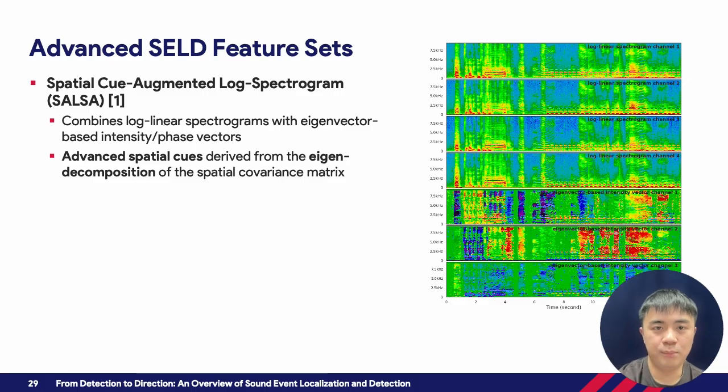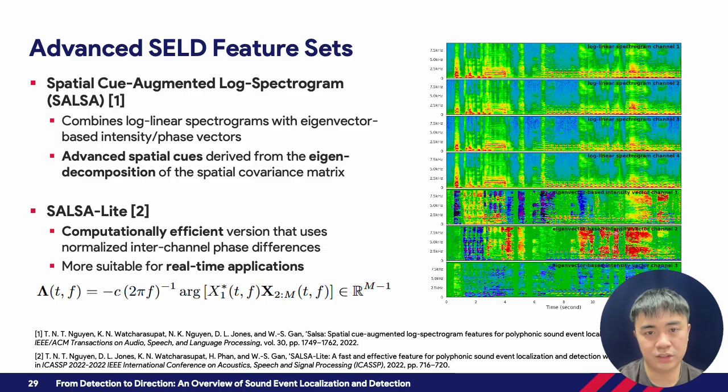So in more recent work, more advanced feature sets have been developed. A prominent example is SALSA, or Spatial Cue Augmented Log Spectrogram. So the key idea here is to avoid the mel spectrogram, and instead SALSA uses log linear spectrograms, which preserves frequency resolution and stacks them with advanced spatial cues derived from the eigenvector of the spatial covariance matrix. So crucially, this design maintains direct TF-bin alignment of spectral and spatial features, which the authors show is key for SELD performance.